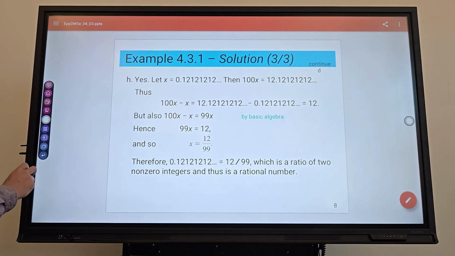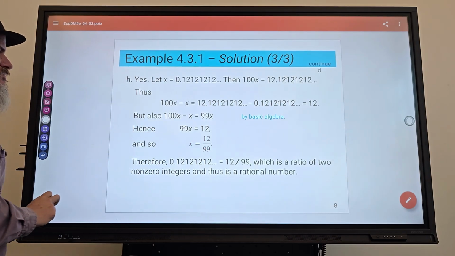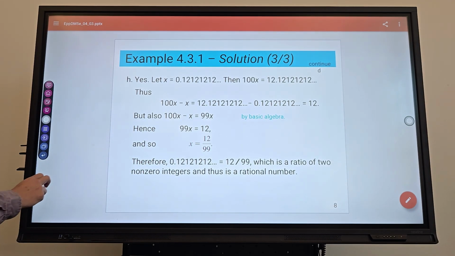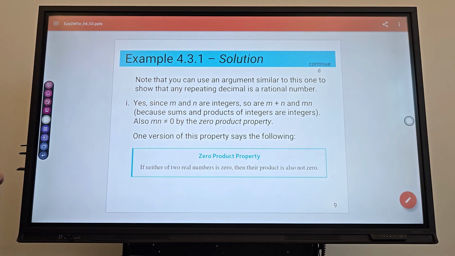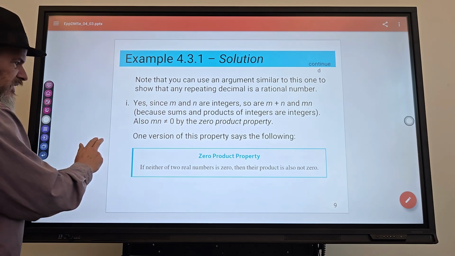Yes, because, okay, 12 over 99, okay. Yeah. And yes, because of the zero product property. If neither of two real numbers is 0, then their product is also not 0. Zero product property.